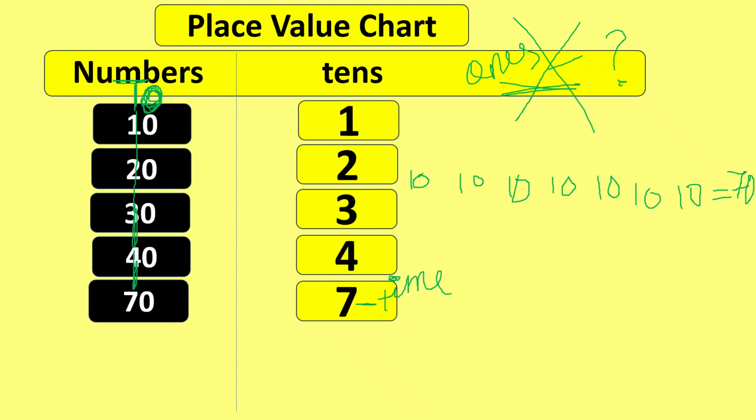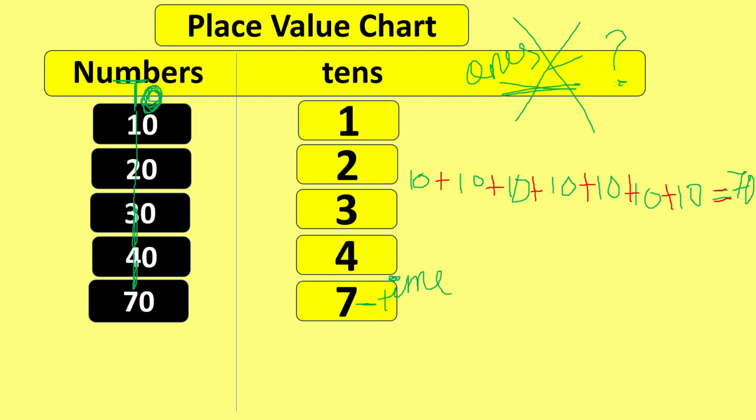Here we use a plus with the red color. When we add 10, then again add a bit more 10, and then add 10, and then add 10, and again add 10, and again add 10. So how many do we have here, bacha? It's 70.